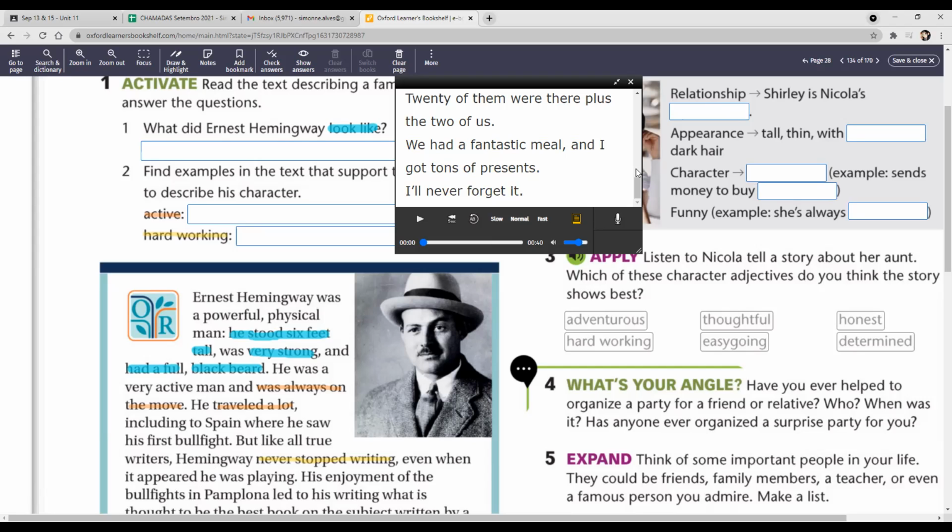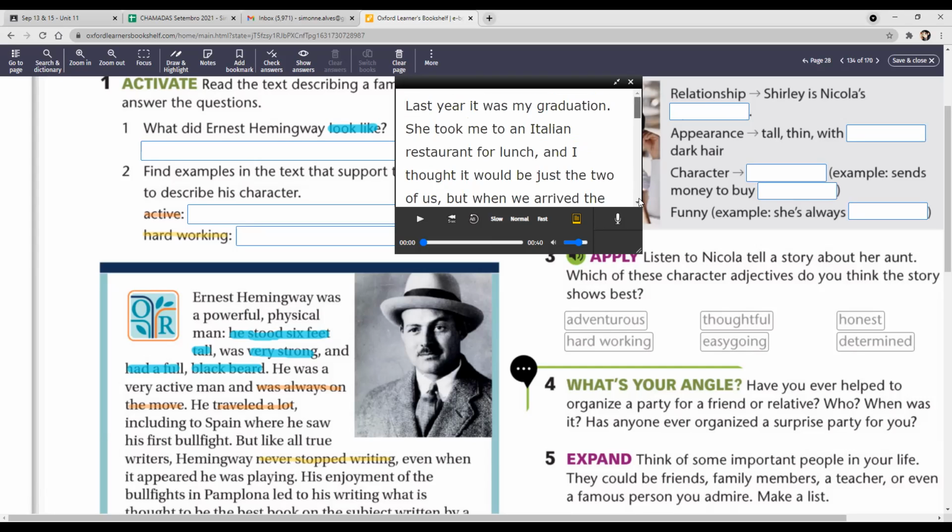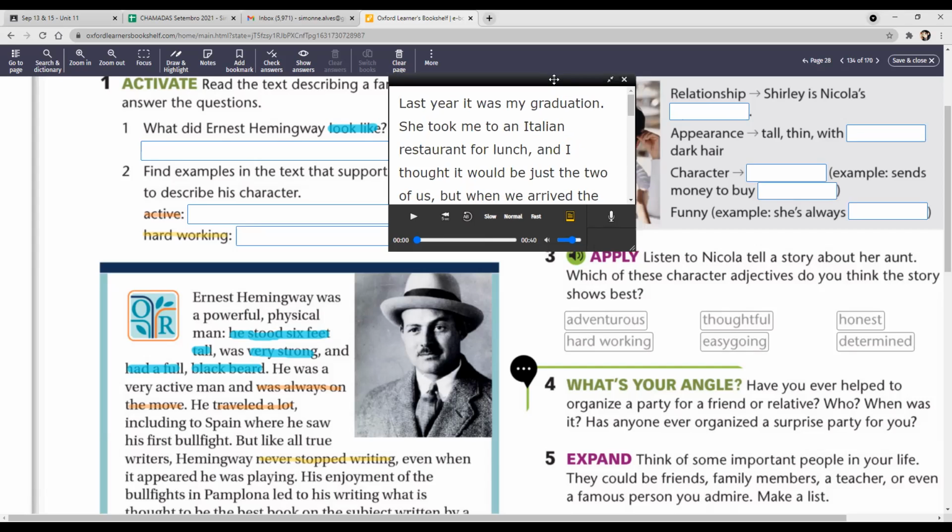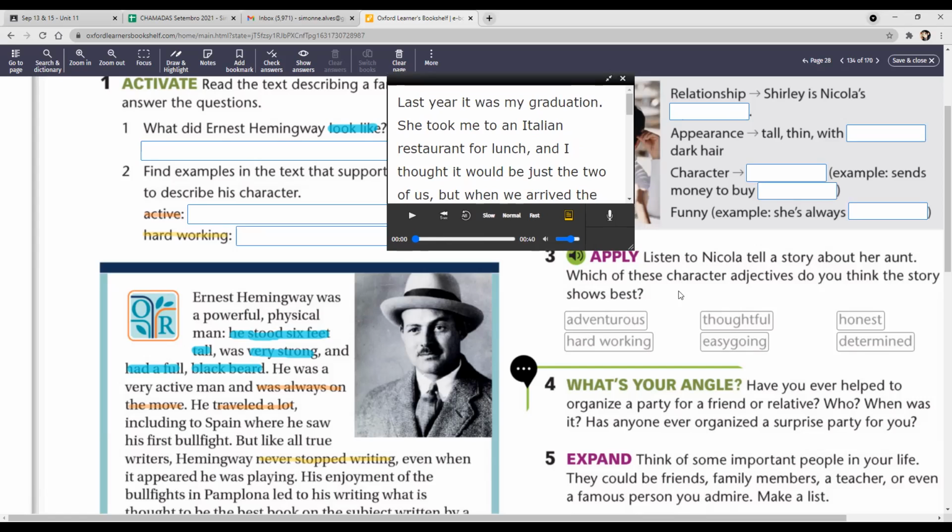All right, I'll play one more time, okay? So the question again is, which of these character adjectives do you think the story shows best?